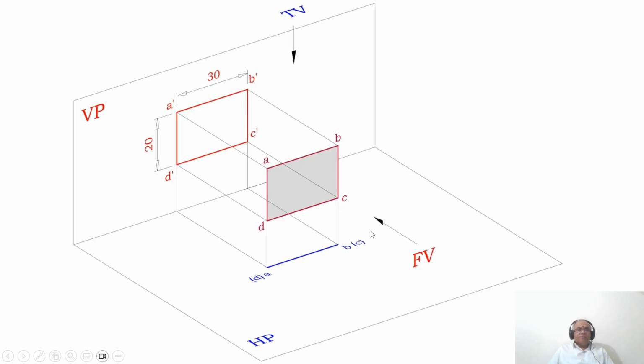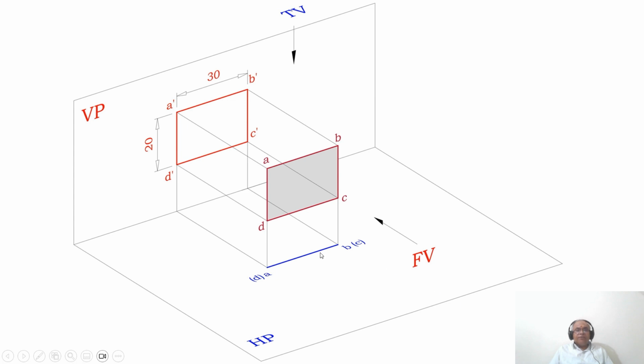So, to do that, first we will go for the front view of a rectangular lamina. Since it is the front view, obviously we need to start from the vertical plane. A rectangular lamina of 20 mm by 30 mm is here. When you look from the front view, you are going to get a rectangle; this is the 20 mm side and this is the 30 mm side. It is placed such that it is parallel to VP and perpendicular to HP.